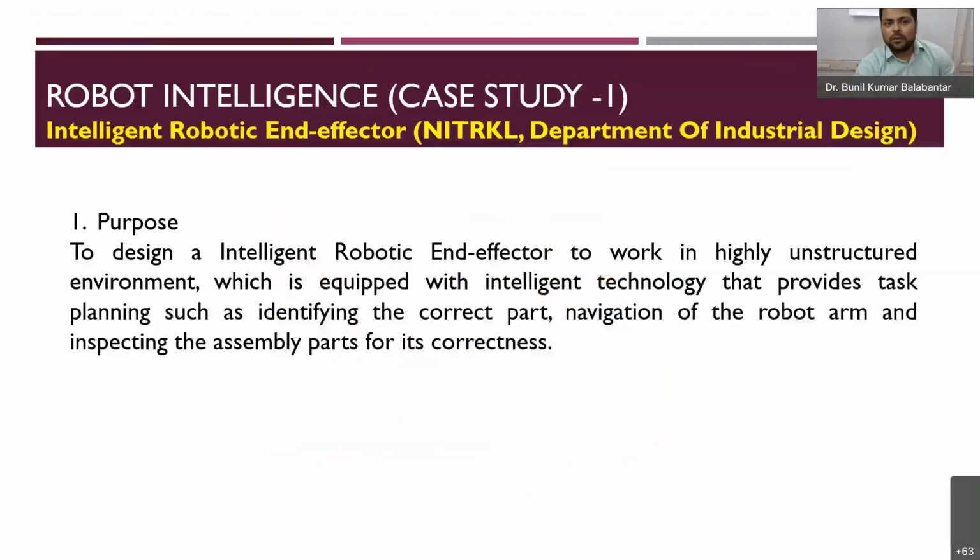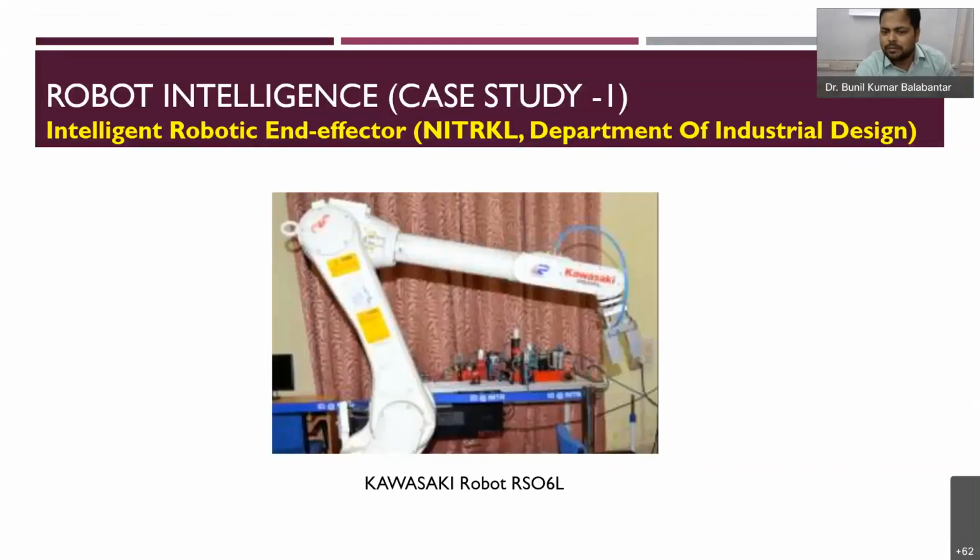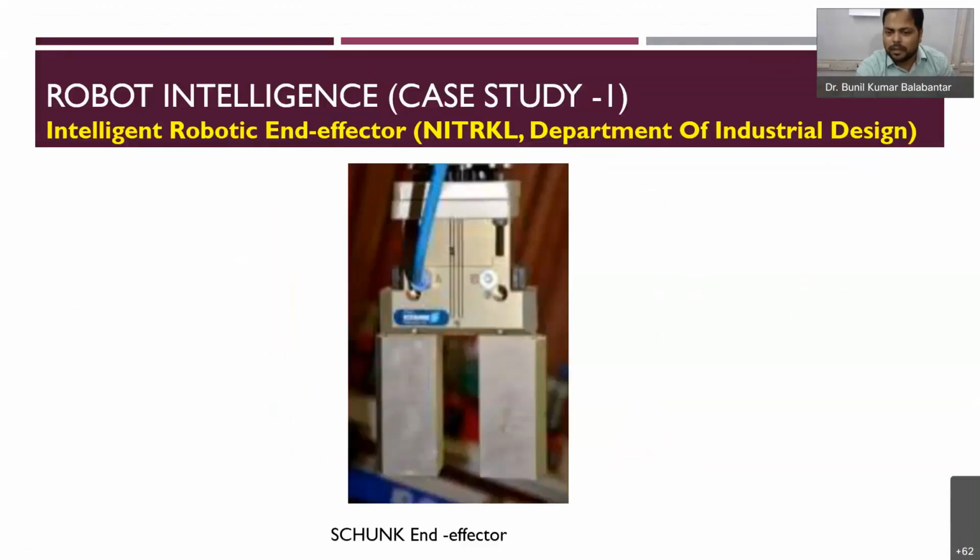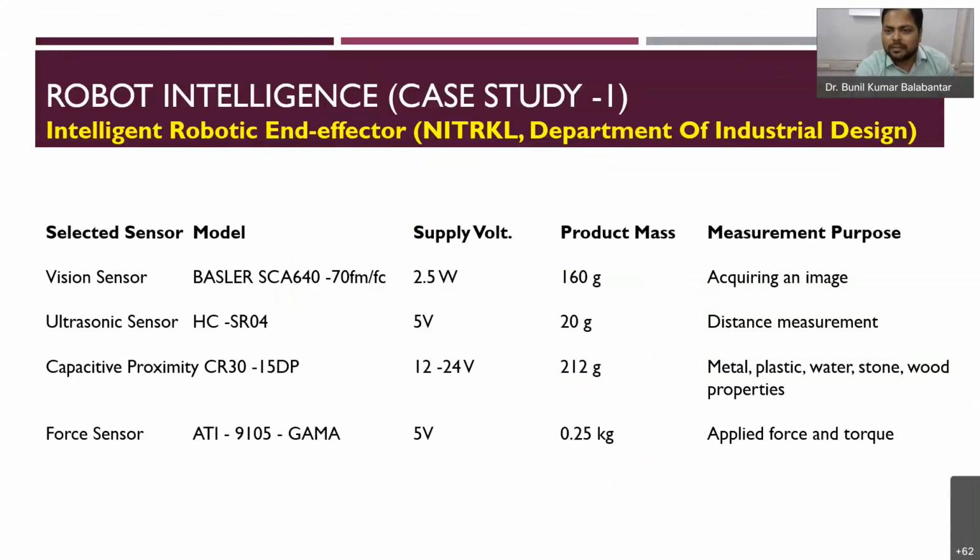So already we have seen this scenario where we have taken the robotic system, that is the Kawasaki robot. This is the gripper which we need to utilize, and these are the different sensors which I have used in this particular research that I have shown you.